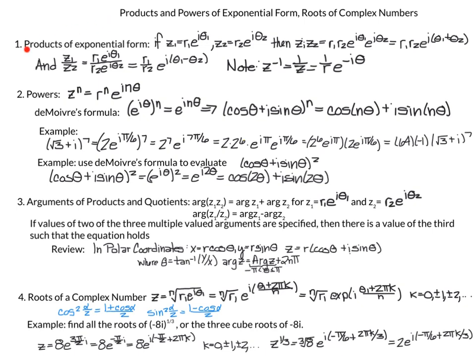So now let's start back up here with products of exponential form. Take a closer look at that and do some more examples. First, we'll look at products of the exponential form. If we have our first complex number, e to the i theta 1, multiplied by our second complex number, e to the i theta 2, we can just use our properties of exponents and say that is equal to e to the i theta 1 plus theta 2.